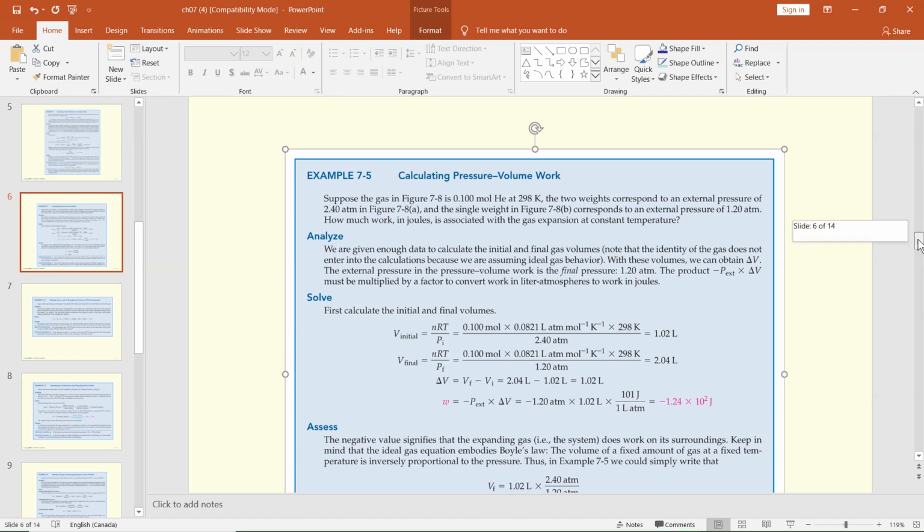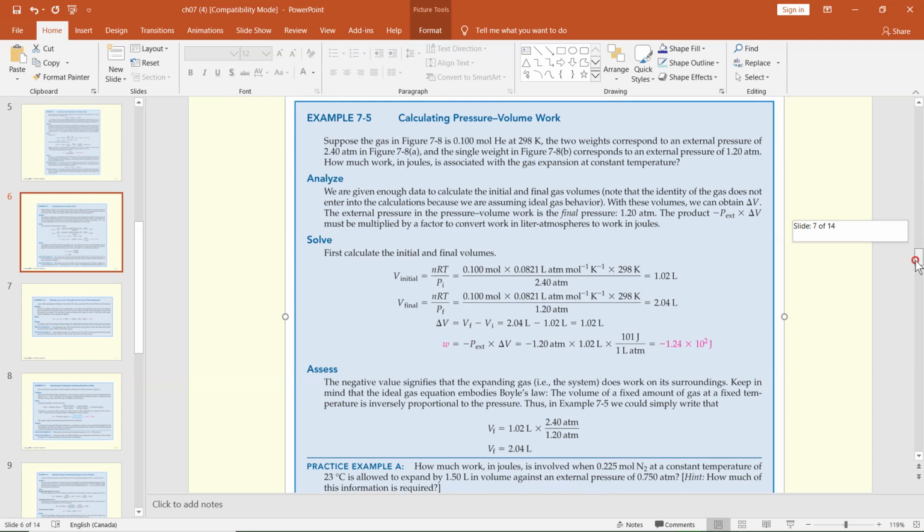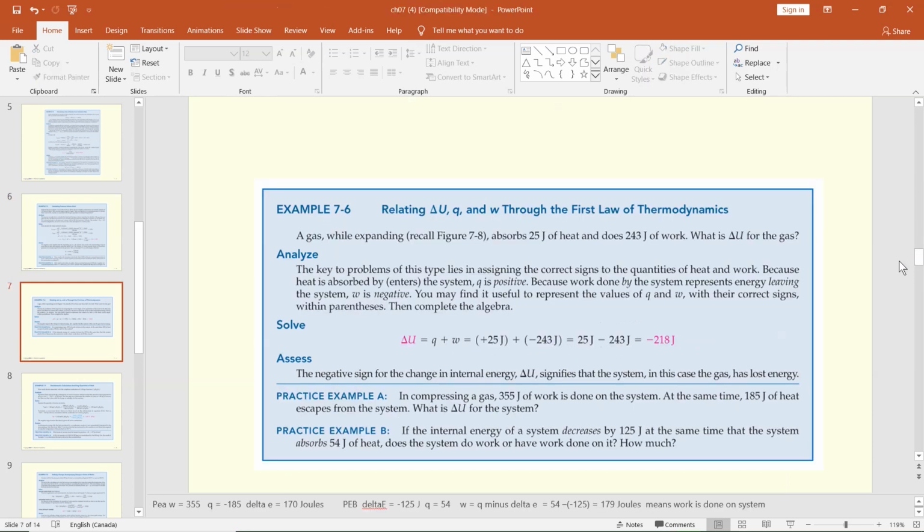Okay, let's try another one of these. Practice example A.